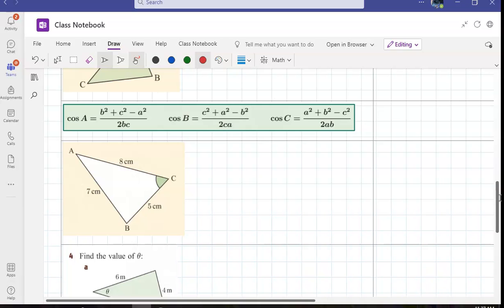All right, so this time. Here's a typical example. This is in your book. They give you 3 lengths and they want you to find this angle. So, how do we do that? Well, they've given you these formulas, and I don't know why they've given you 3, but they've rearranged the formula for you.